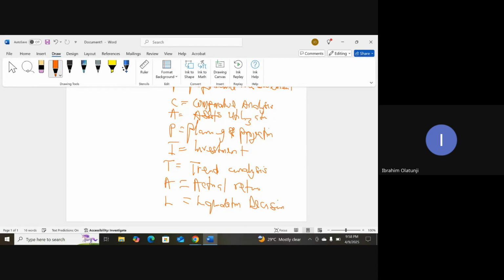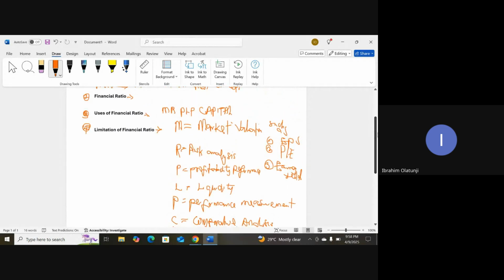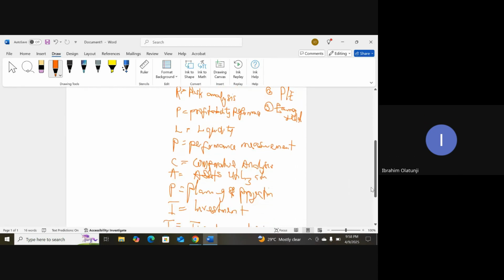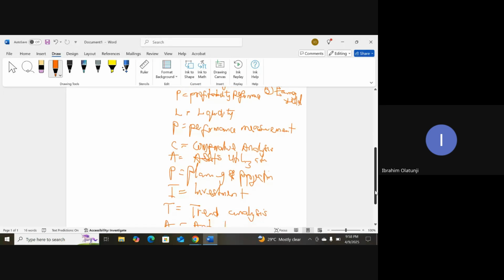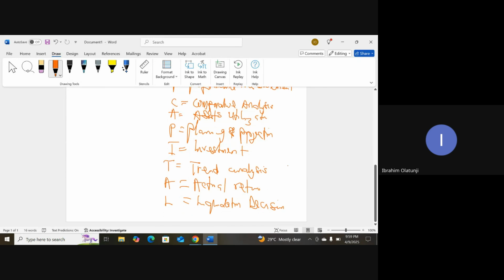So these are the uses of what? Financial ratio. If you go by Mr. PLP Capital, one of the uses is market valuation, such as earnings per share, price ratio, and yield. It's also used for risk analysis, profitability performance, liquidity, performance measurement, comparative analysis, asset utilization, planning and projection, investment, and trend analysis. You can use it to calculate your actual return, and also for liquidation decision.